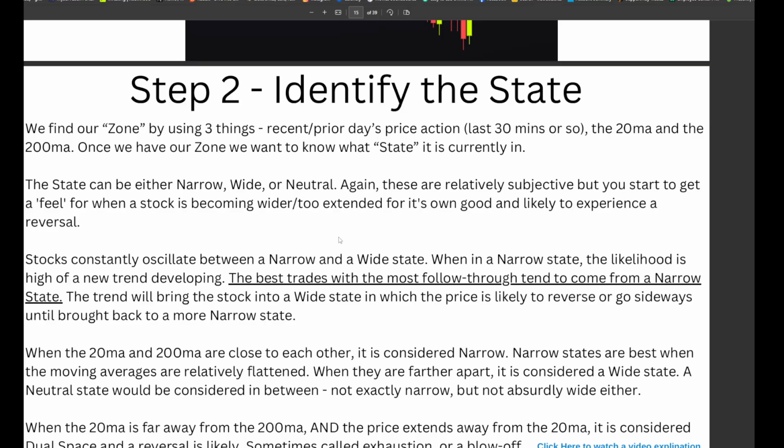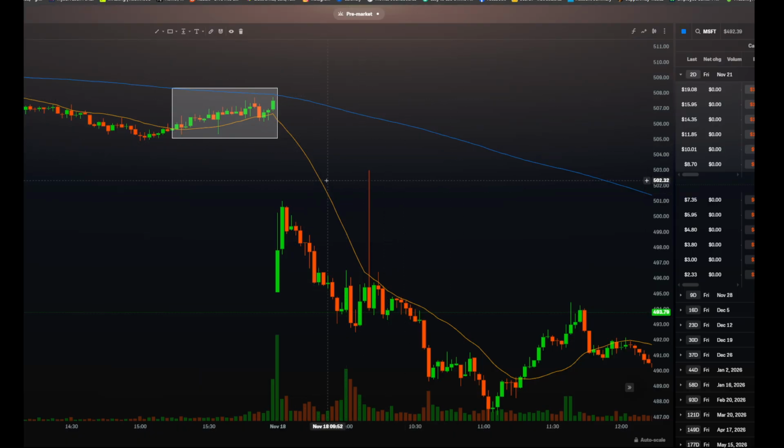Guys, listen, from the narrow states and the neutral states, there's a high likelihood of a trending move or a powerful move in a certain direction, coming from a narrow state, as you can see here. This is why, right? Because we can see here the 20 start to immediately curl down and want to separate from this 200.